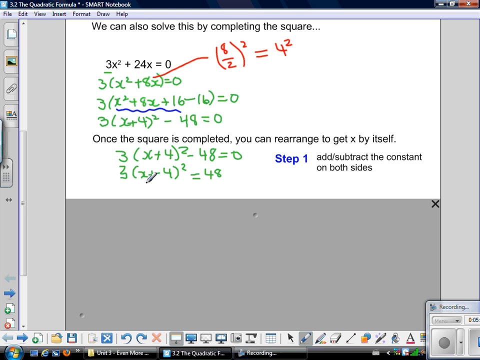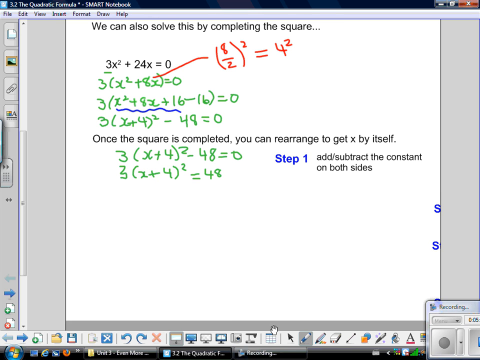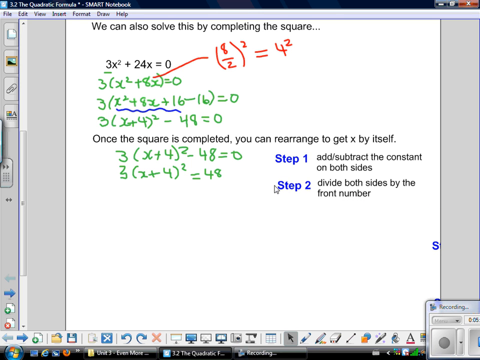Okay, now remember we want to get x by itself. So the next thing we have to do, and some have more steps than others, is we want to divide both sides by the front number. So in other words, in this case, the number 3. When I divide my left side by 3, I'm just left with the x plus 4 squared. So that's the next step that we would do.